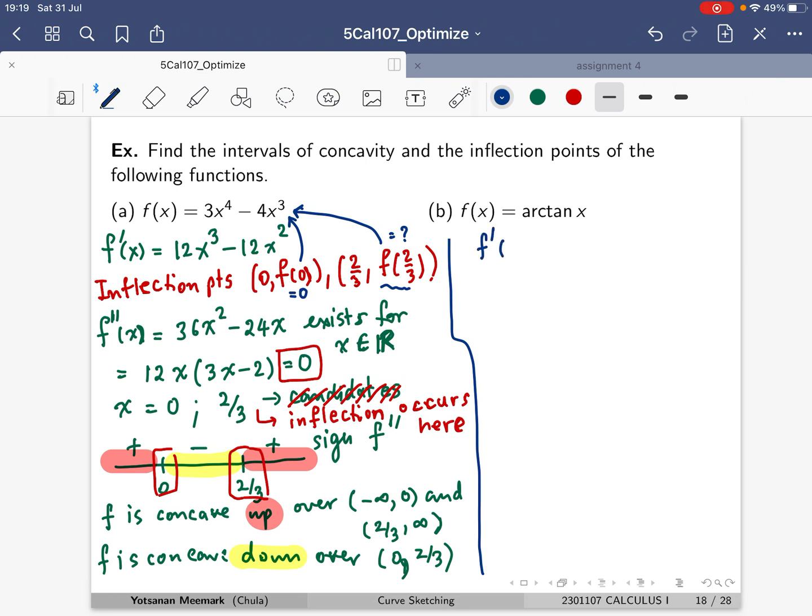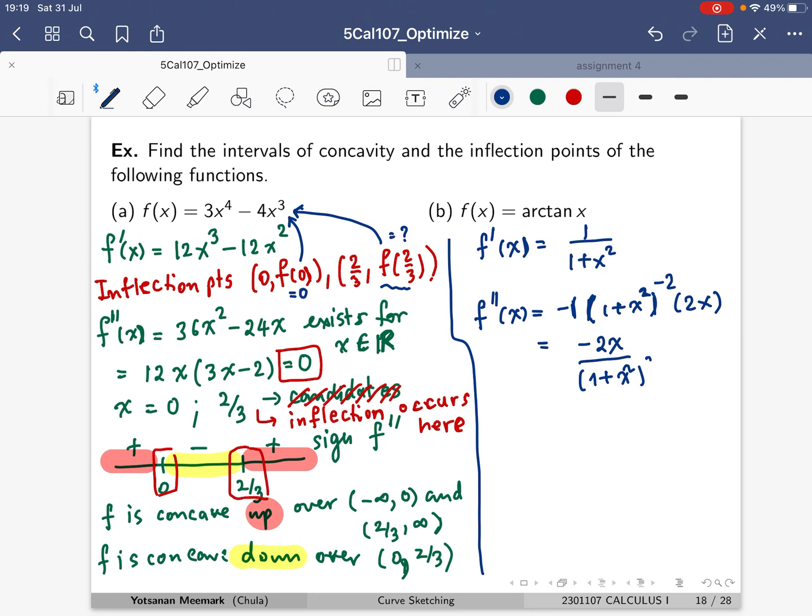Okay, and next, if you want to see your f as arctangent of x, now your f prime is simply 1 over 1 plus x squared, you still remember, and then your f double prime, you can use the chain rule, right, which will be -1 times 1 plus x squared raised to the power -2, and then the derivative of the inside, which is 2x, or it can be -2x over 1 plus x squared raised to the power 2, right?